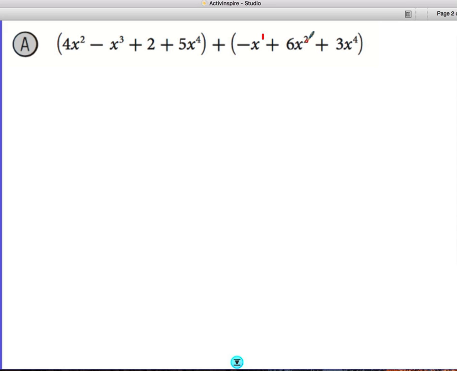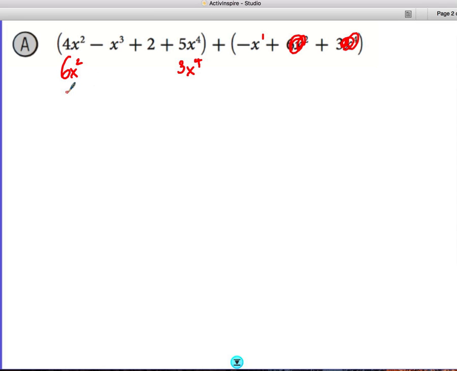term we have is 6x squared, which we can combine with 4x squared in the first polynomial. So we go ahead and cross this out. Next we have 3x to the 4th power, which we can combine with the 5x to the 4th power. Alright, so what I did is I took all the terms from the second polynomial and saw if I could combine them with the terms of the first polynomial.